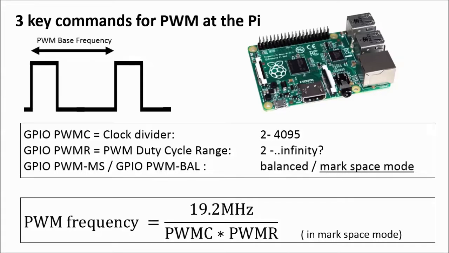After you have set those three commands for PWM, you can calculate the PWM frequency with this formula. It's 19.2 MHz, which is the base frequency, divided by PWM clock divider times PWM duty cycle range. This is only for mark space mode. Okay, so let's now go to the Raspberry Pi and try this.